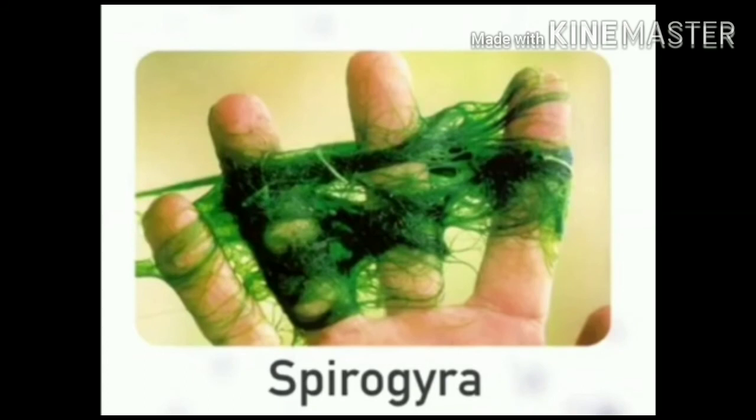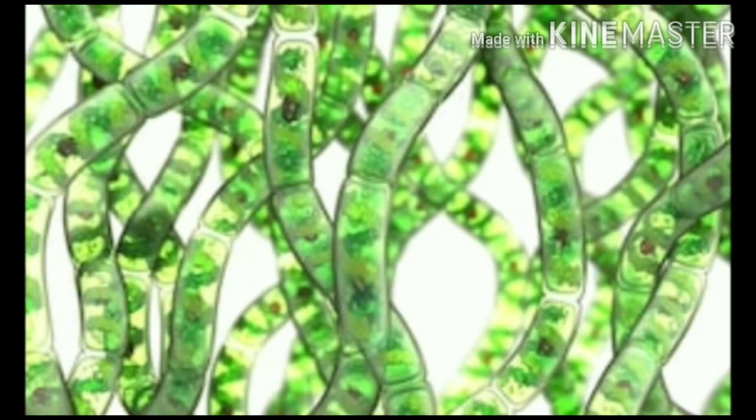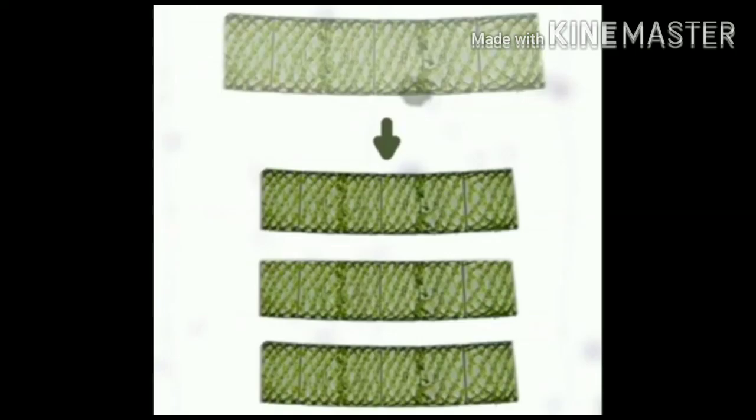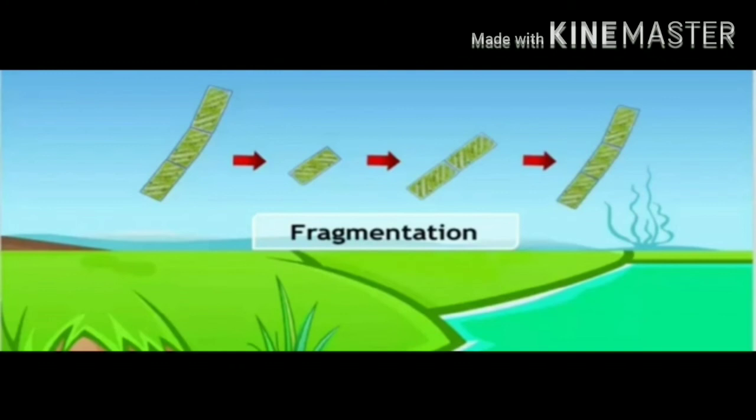You may see green filamentous structures floating in pond water. These green filamentous structures you see are an alga named Spirogyra. In Spirogyra, each filament has a single row of cylindrical cells and each cell has spiral bands of chloroplast. When a Spirogyra filament breaks into pieces, each piece grows into a new filament by cell division. This process is called fragmentation.